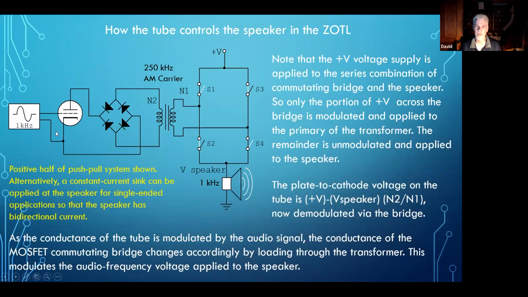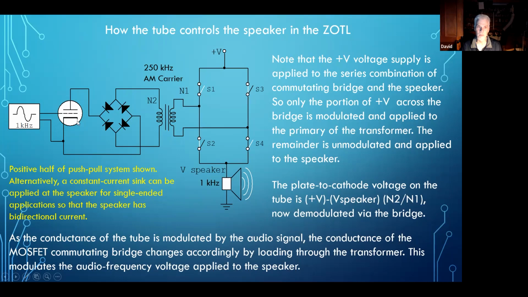So let's just say the tube turns on hard, shorts out. That presents a short circuit here, so it shorts this part of the circuit out. That applies the plus V directly to the speaker, so you have full voltage that's available from your power supply across the speaker. That would be your maximum excursion on the speaker in, say, the positive direction.